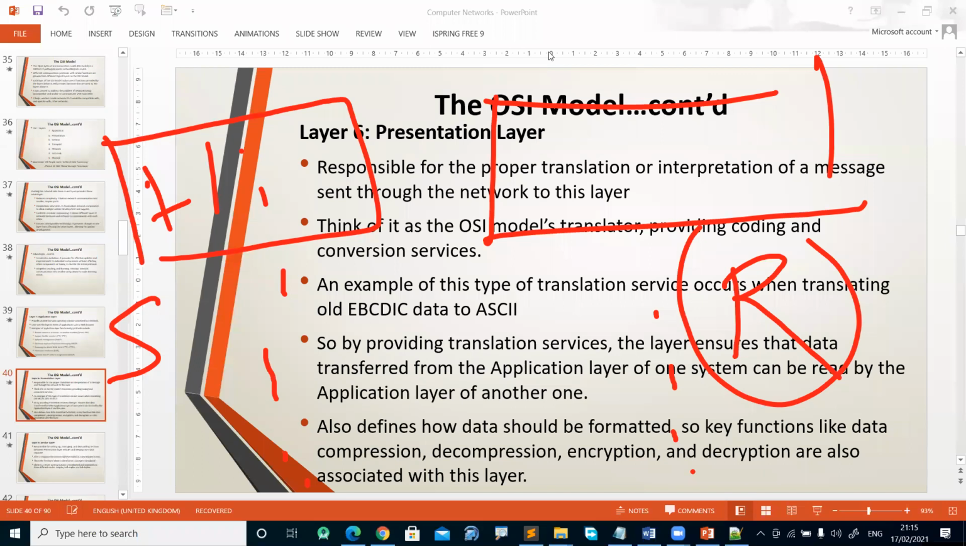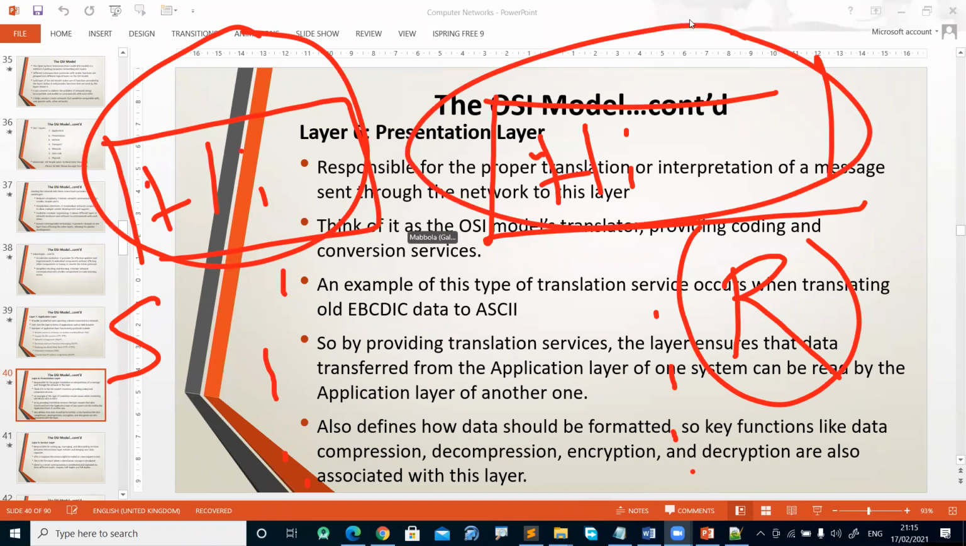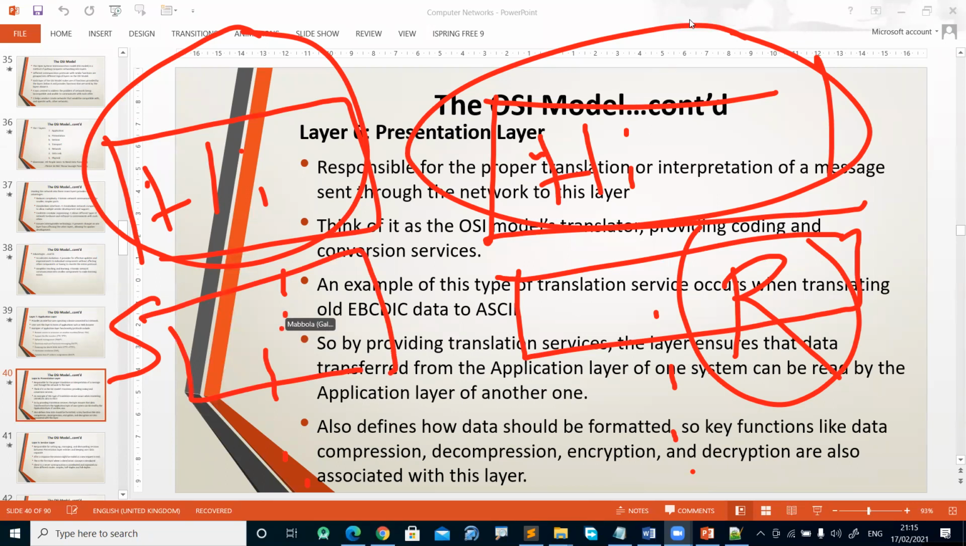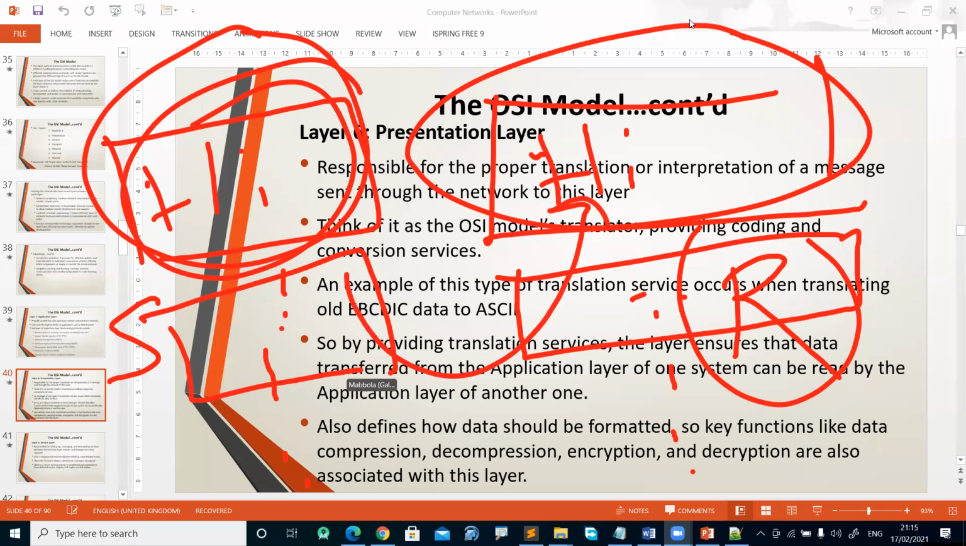Now, this hi here will come in a browser. Of course, here it's leaving the browser and then it will appear in another person's browser. But below these two layers, there's somebody who did the translation so that this hi will be seen by the other person's computer out there. So I hope I've made it clear.